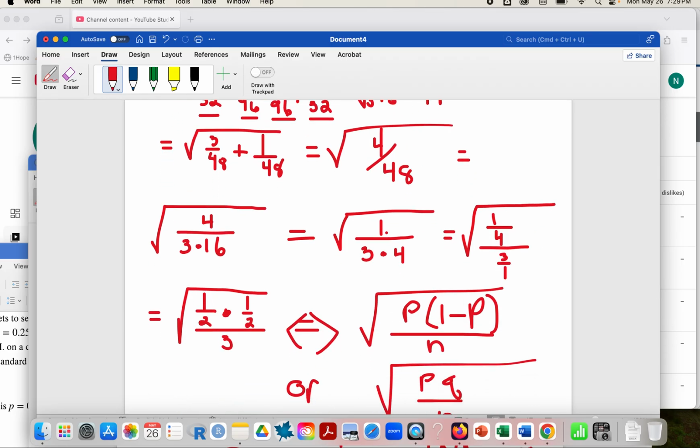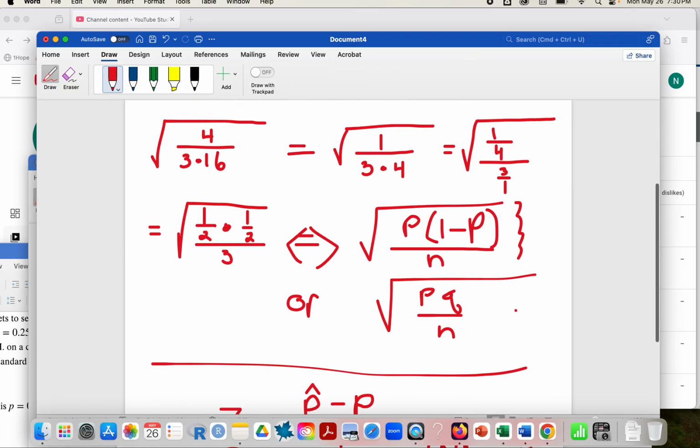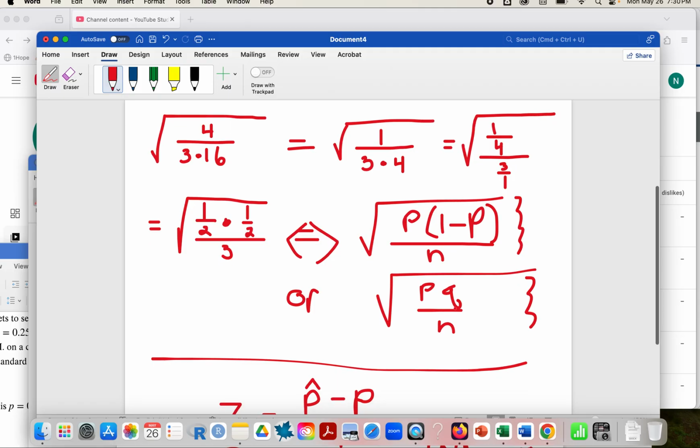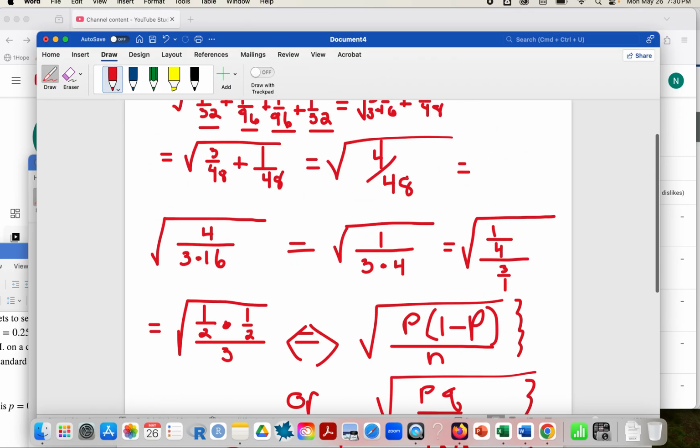Now, I'm trying to head to this formula here. And I have to remember that Q is the same thing as 1 minus P. So you can think about it as 1 minus P, you can think about it as Q. Don't get too stressed by that. So I have 4 over 48 underneath the square root. So I'm going to break this up. I'm going to write it as 4 over 3 times 16. This 4 will knock this 16 down to a 4. So I have 1 over 3 times 4. Now, don't write it as 12. Keep it apart because I'm trying to head somewhere.